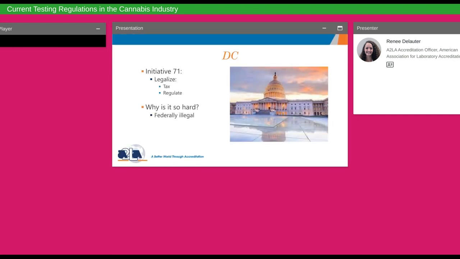I did want to spend a minute on Washington, D.C. and their initiative for legalization, as it is unique. The initiative is called Initiative 71. This would legalize cannabis and allow D.C. to tax and regulate the industry.